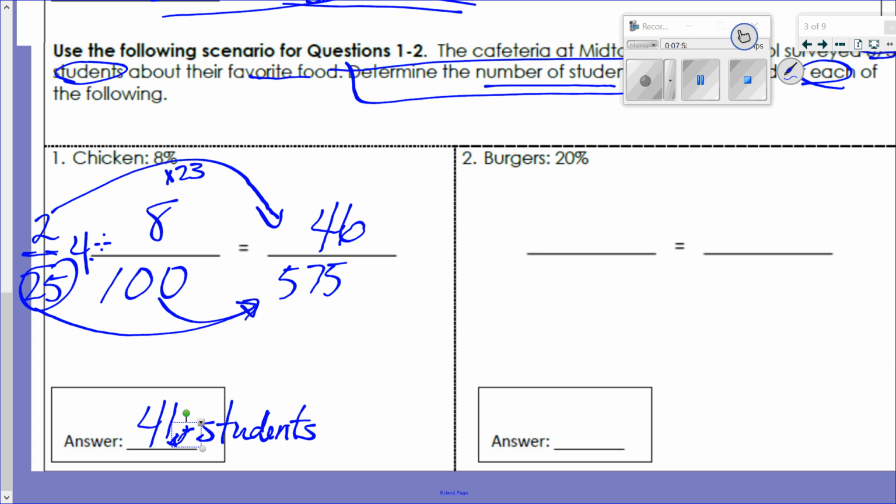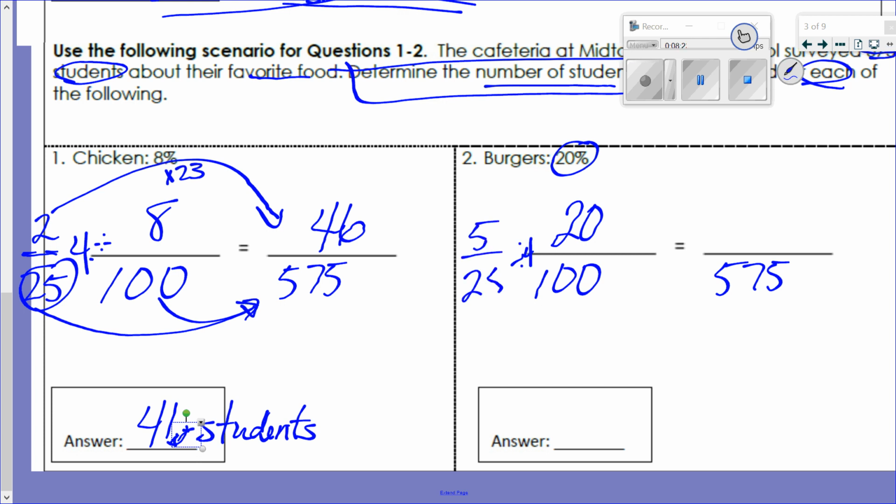Okay, so we're going to do the same thing on this side. Now I've got 20%. So what's going over my 100? What do you think, Nicole? Easy, right? That's the beauty of that percent sign. That's telling me exactly what's going over 100. Is my 575 going to switch at all? Nope. So it's going down here. So we kind of go through that same process. Can I divide both these by 4? Yep, that's going to get me 5 over 25.